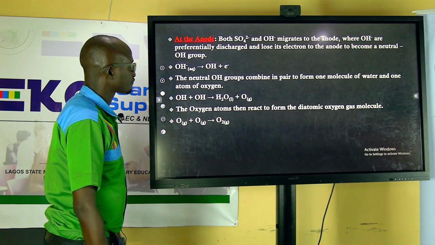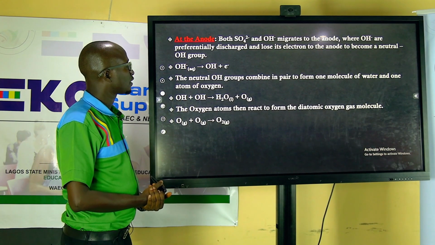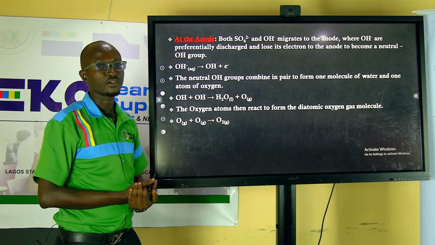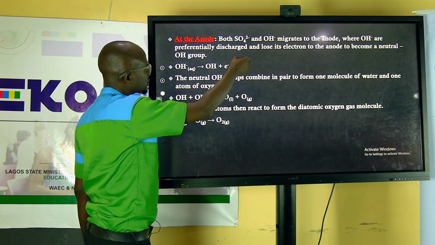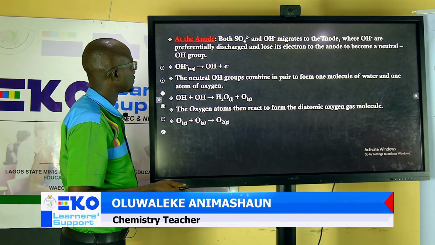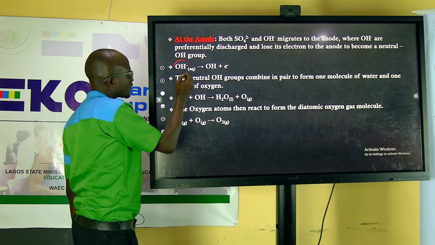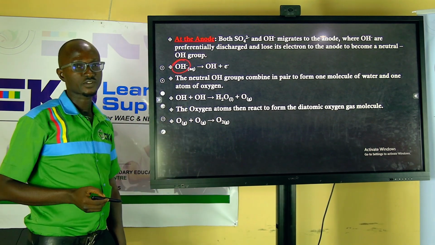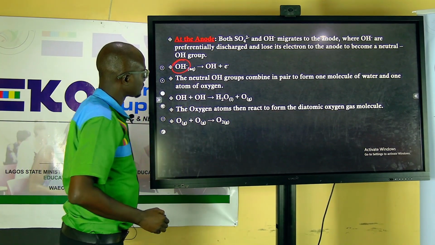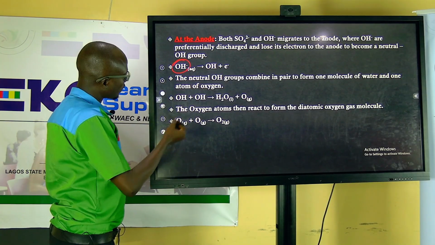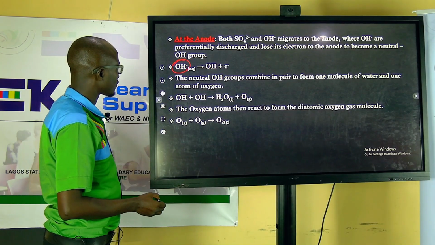Now, when they move to the anode, one of the factors that affect the discharge of ions in electrolysis, as we all know, is the position of the ion in the electrochemical series. So OH- and SO4 2-, after migrating to the anode, only one of them will be discharged. And that one that will be discharged is OH-. And that's how the reaction goes. OH- will be discharged in the form of oxygen.